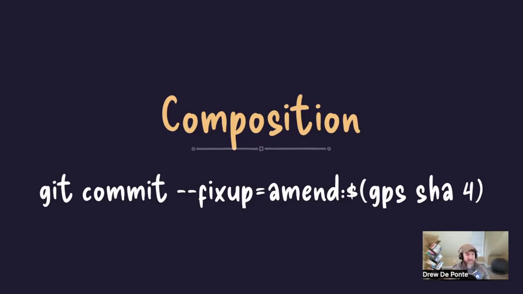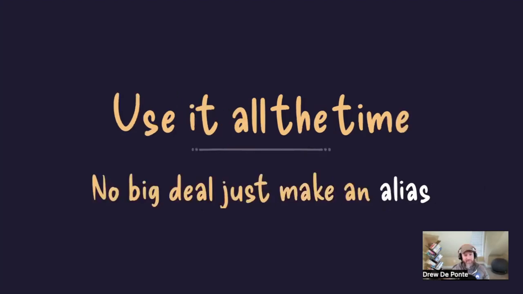But what if you use this all the time? It's a pain to have to type this out and do the composition every time. Well, okay, it's not a big deal. You just make an alias. You can make an alias in Git that does this and has an argument placeholder in place of that number 4 for the index.